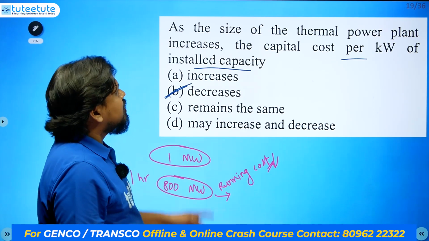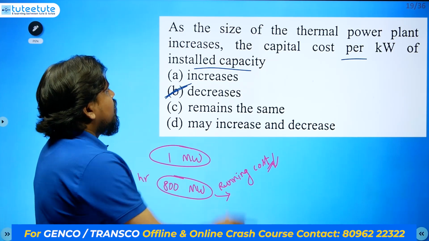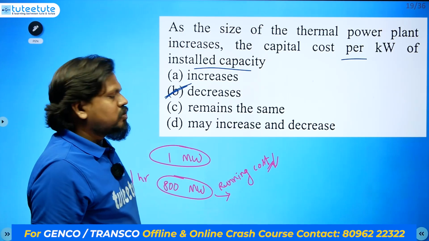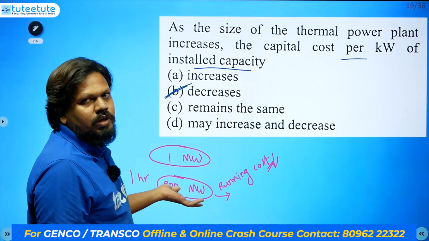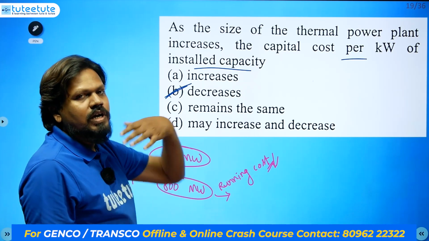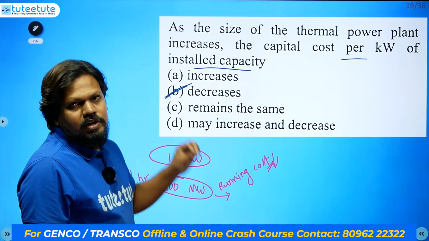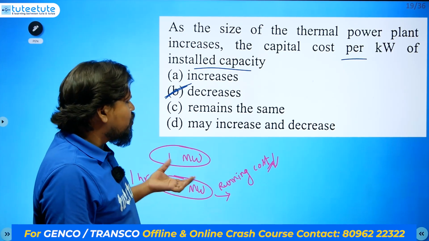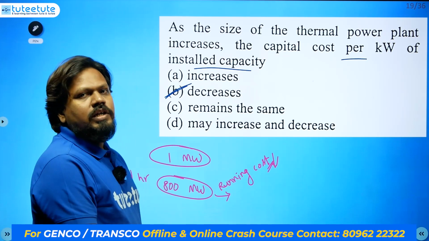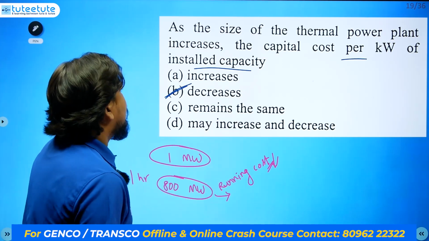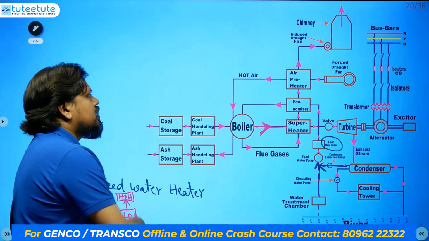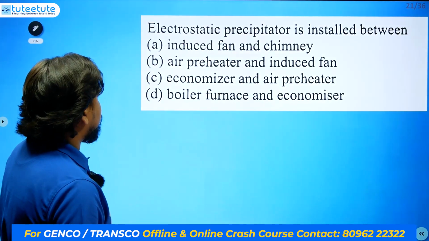So as size increases, the capital cost per kilowatt decreases. Whatever we have spent on the construction of the thermal power plant, that cost per unit will be decreased, because more power generation is happening. That's why the cost per kilowatt of installed capacity will be decreased. That's the analysis.